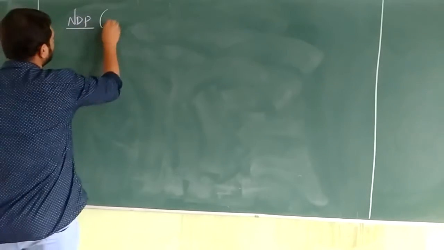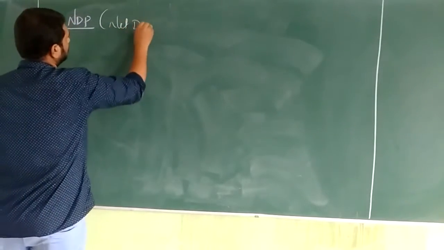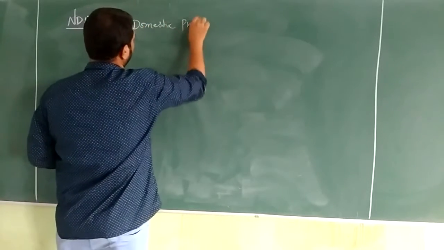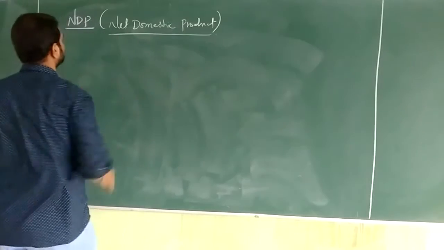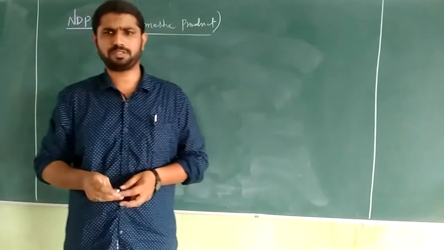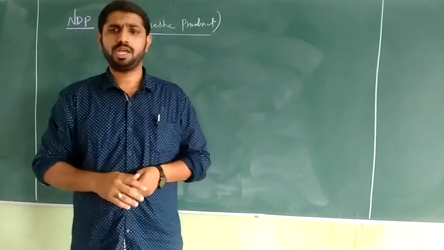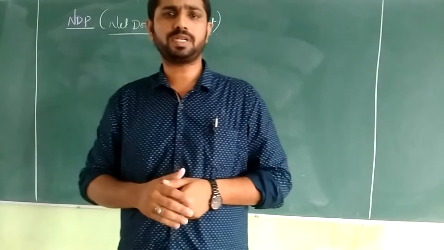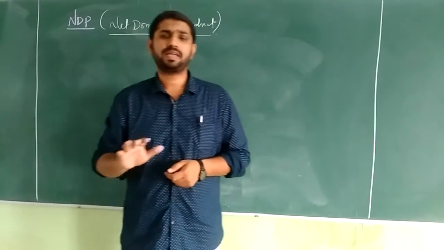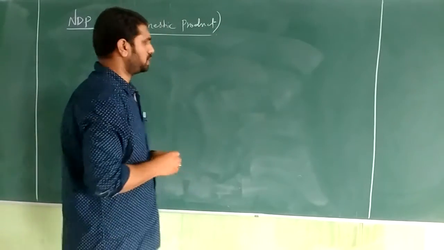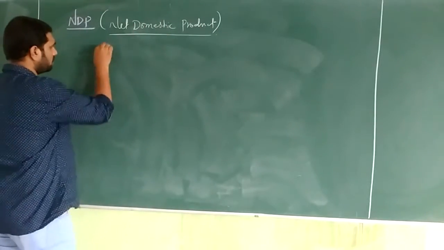NDP stands for net domestic product. In order to arrive at the net output of the country's production of final goods and services, we need to calculate a bit more elaborated version of the country's output, and that is called NDP, net domestic product.